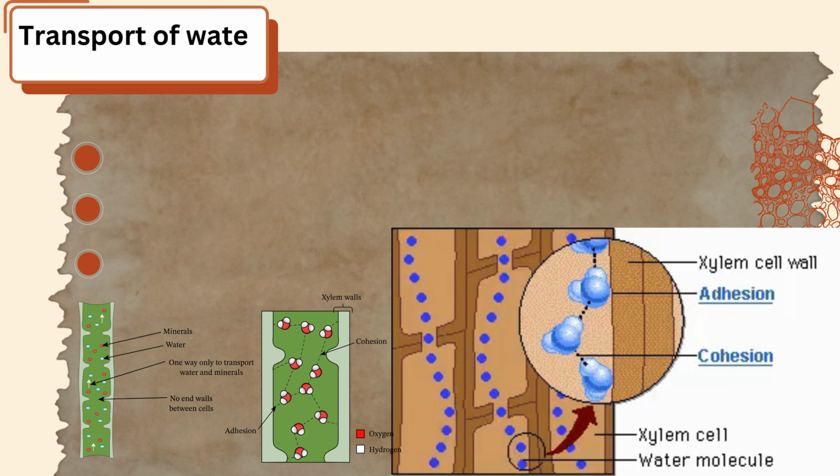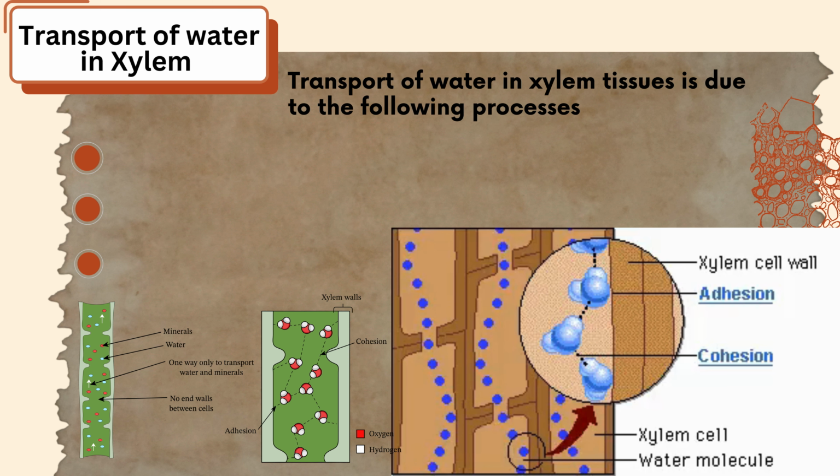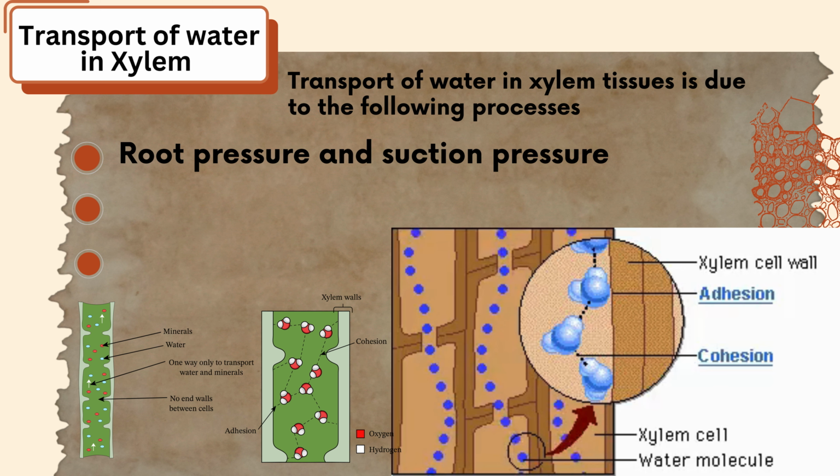Lastly, let's look at the transport of water in the xylem tissue. Transport of water in xylem tissue is due to the following processes. Number one, root pressure and suction pressure. Root pressure is usually created as a result of differences in osmotic pressure between the cell sap and the concentration of the soil nutrients. The cell sap, being more concentrated, tends to draw up the nutrients.